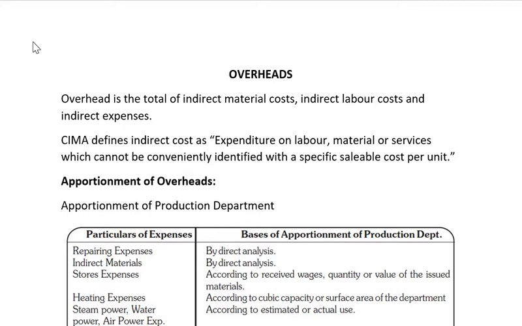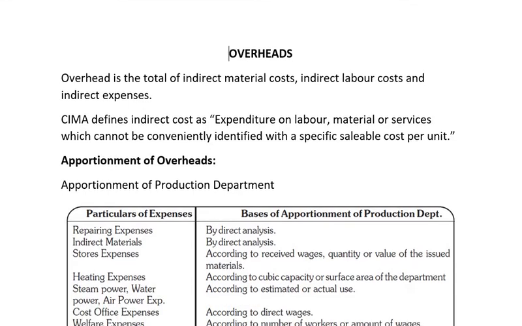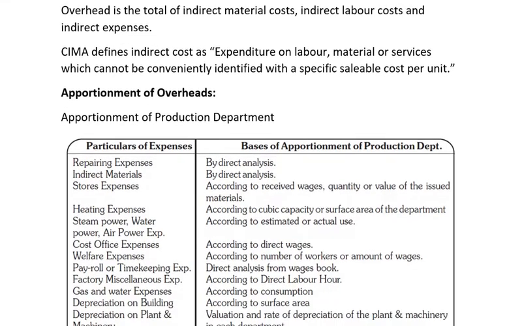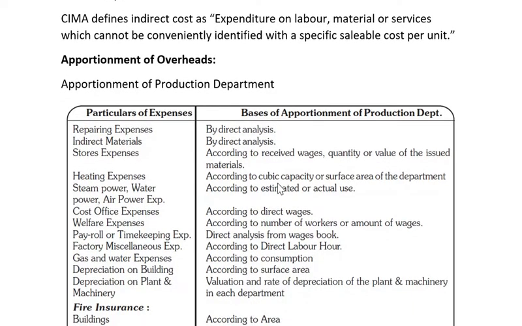As we have already discussed, there are two kinds of department in a factory, production and service department. So here are a few of the expenses according to which they are being distributed. Repairing expenses are distributed by direct analysis. Indirect material is distributed by direct analysis. Store expenses are distributed either according to the wages received by the labor or as per quantity or the value issued of material. Heating expenses are distributed according to cubic capacity or surface area of the department.